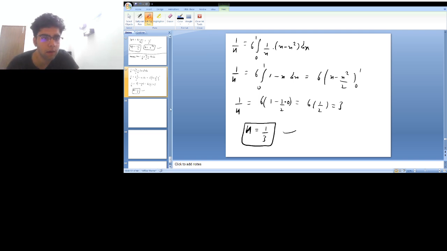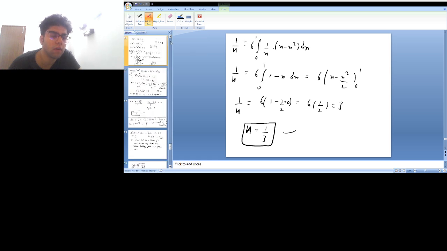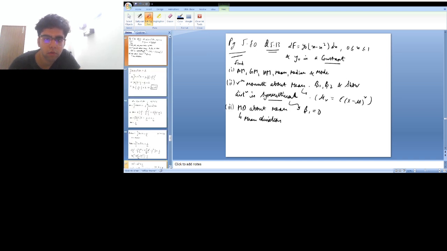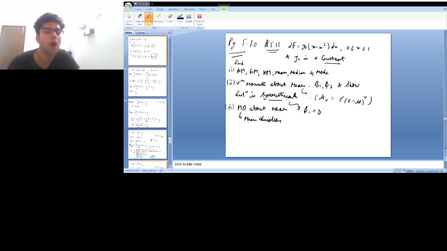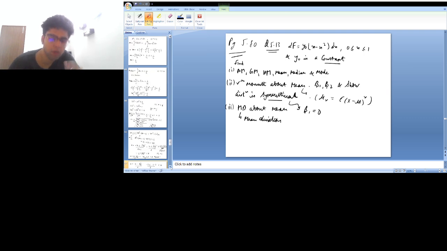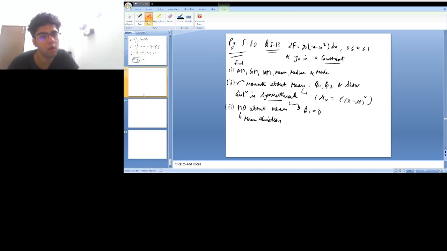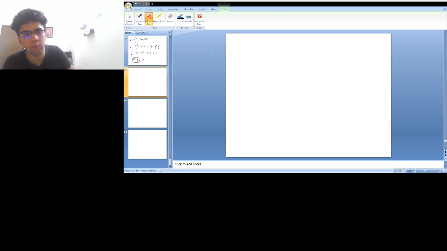I'll be checking it at the end. So what do I need to find after that? I need to find the rth moment. So I've found the arithmetic mean, geometric mean, the harmonic mean, the mean, median and mode, the rth moment about mean, and beta 1 and beta 2, and show the distribution is symmetrical. For showing the distribution is symmetrical, my value of beta 1 will come out to be equal to 0. So I need to find the rth moment about mean.